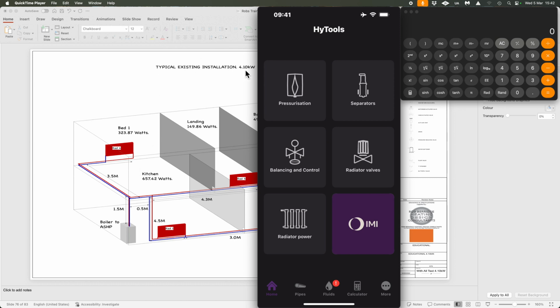It's 4.1 kilowatts. So if we go to our app, remember what we said that we have to do with the app first of all. We've got to go in and set the flow temperature. So we're putting in a heat pump, and we want to get this heat pump as efficient as we possibly can. So let's just say a nice flow temperature figure of, say, 40 degrees.